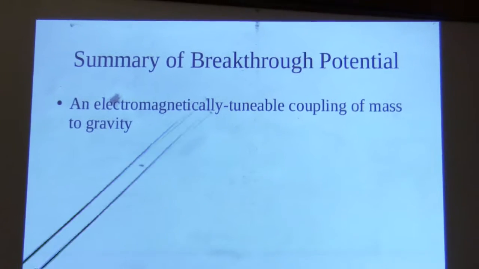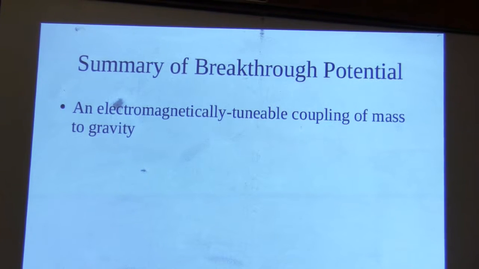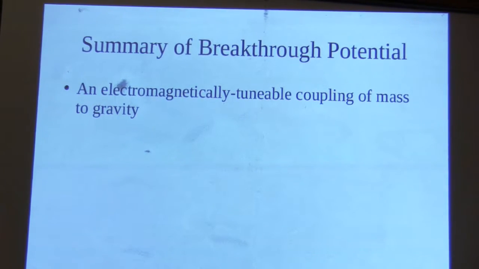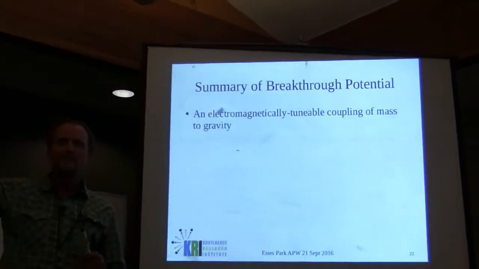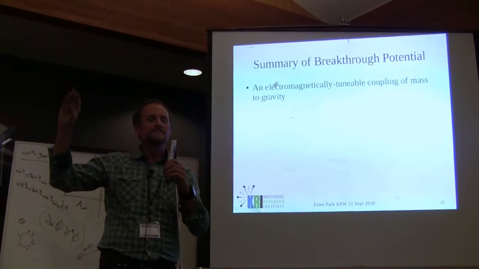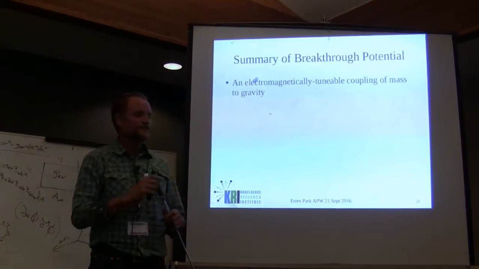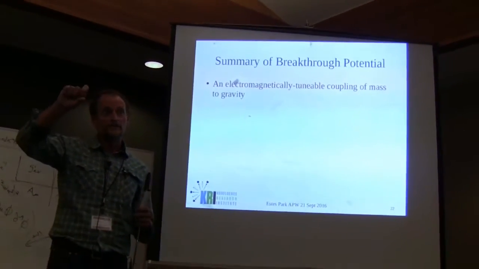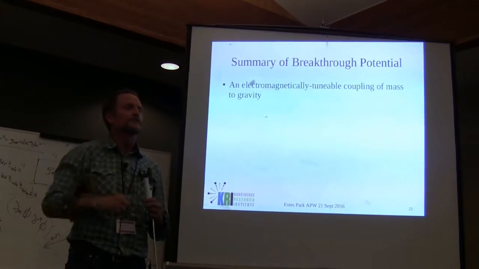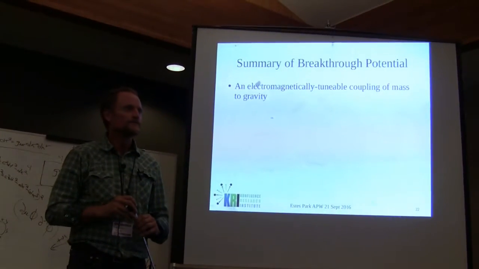Okay, so I'm just going to summarize the breakthrough potential of the whole theory. An electromagnetically tunable coupling of mass to gravity. That's nice. This is different than the whole Mach effect thing. With the Mach effect, you got an extra piece, you got the Newtonian equation plus junk, and I'm going to oscillate the junk and try to counteract the rest of it. This is a different approach. This says, I've just got my typical equation, but I'm going to turn the knob and turn down the force of gravity, or turn it up, or control it. So it's a very different mechanism.